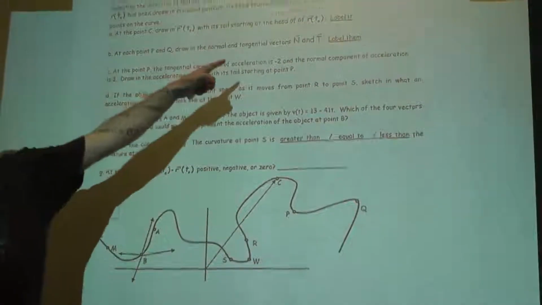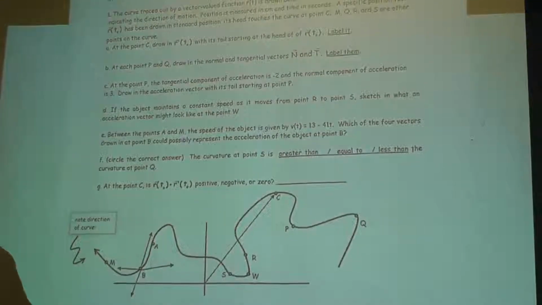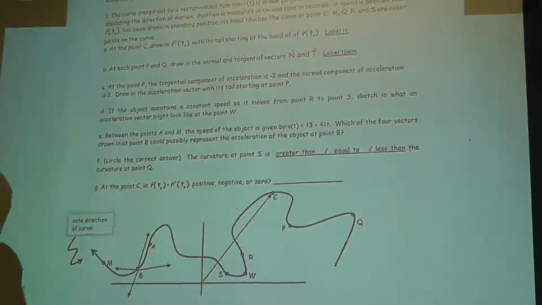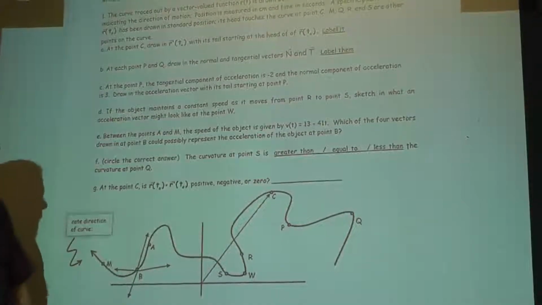Again, normal and tangential, or unit normal and unit tangent vectors at a specific point. Remember, you've got to eyeball the curvature there. The unit tangent is going to be in the same direction as your motion. The unit normal will be in the direction of the turn. Okay.